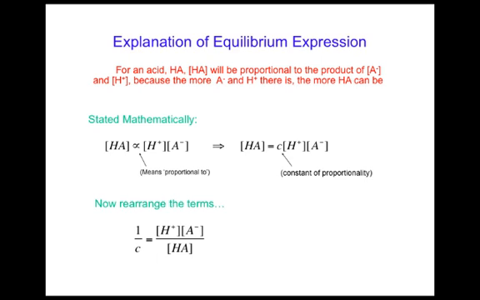Then you can just rearrange the terms. If you divide both sides by HA and then divide both sides by C, you get 1 over C equals that. And then what do you know? That on the right is just the equilibrium expression, and 1 over C you can just rename as Ka. So that's basically where the equilibrium expression came from.